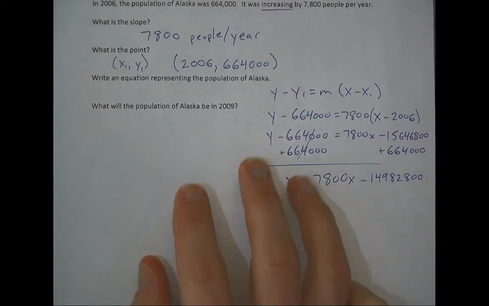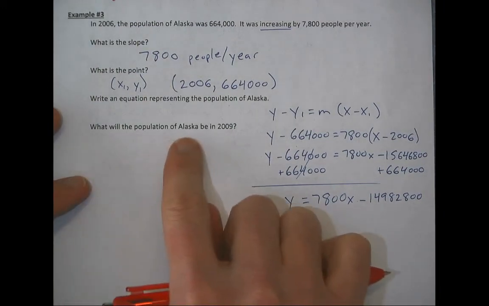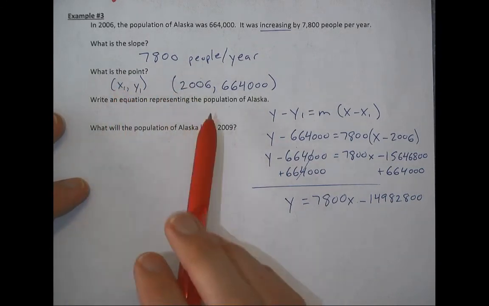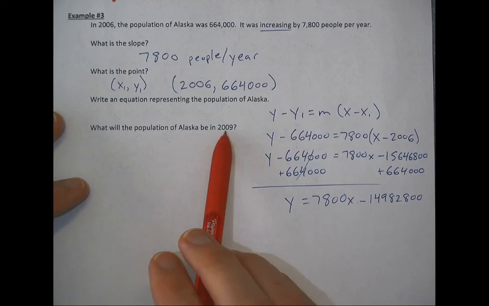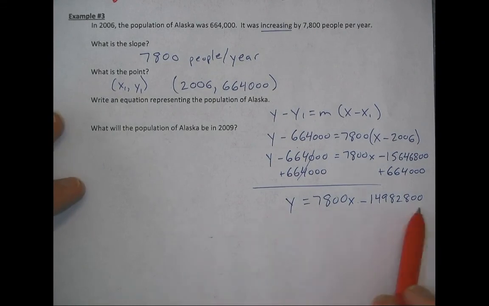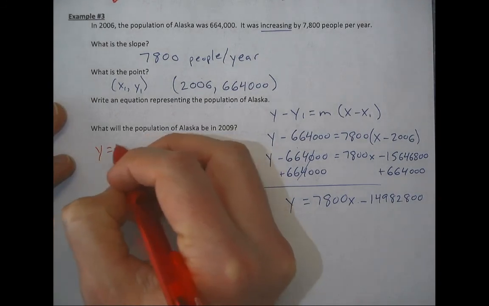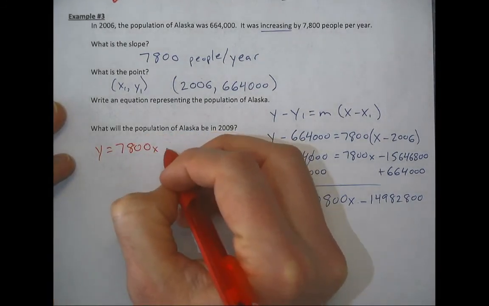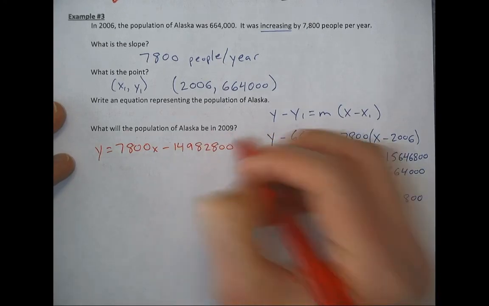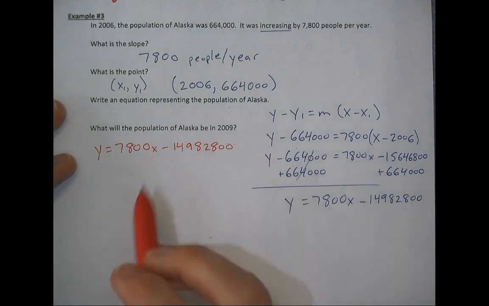Okay, so finishing up example number 3, we're going to use the equation that we built to answer the question, what will the population of Alaska be in 2009? Just checking back here, our x and our y represent our year and our population. So if we plug in the year 2009 for x, y will give us the population in that year using this equation that we built. So we're going to start with our equation, with the really big number, and we're going to plug in 2009 into our x.